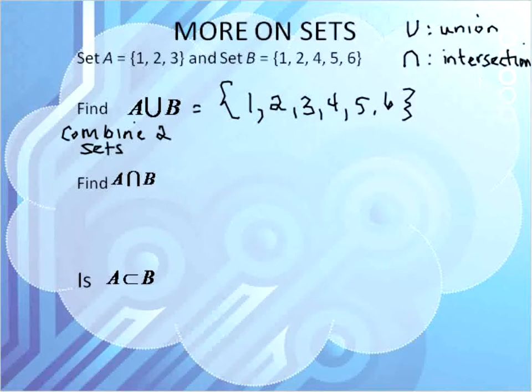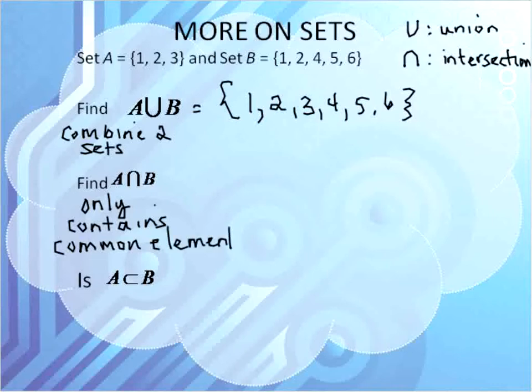Now an intersection is actually looking at where they intersect each other. So you want to be looking at what they have in common. That's going to be your new set. So intersection only contains the common elements.